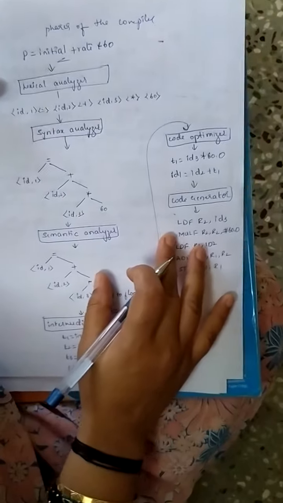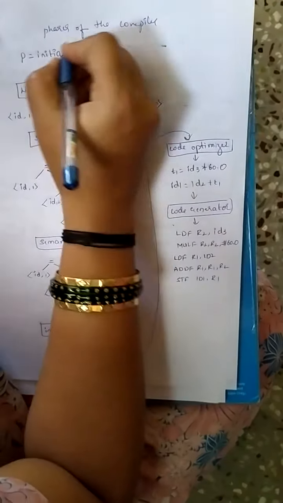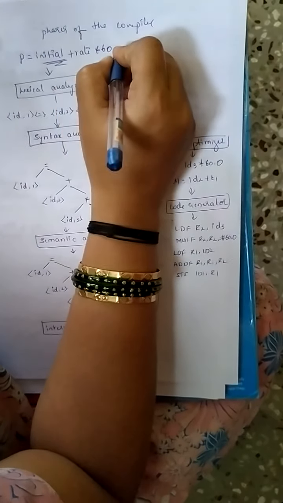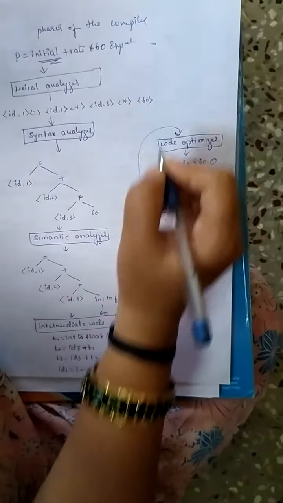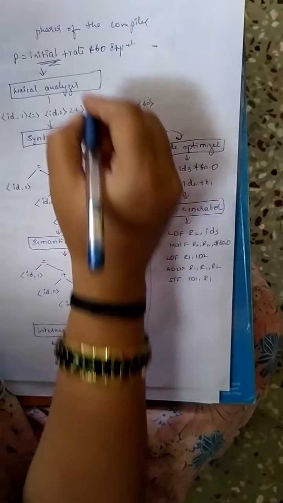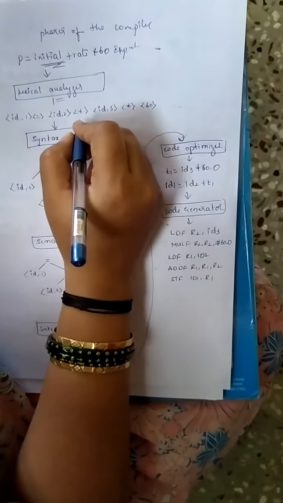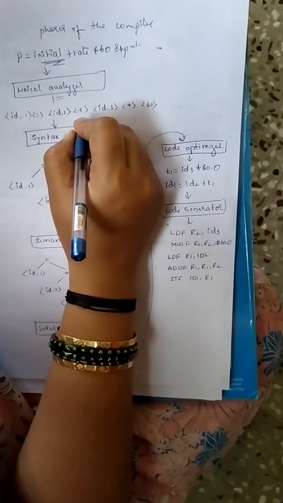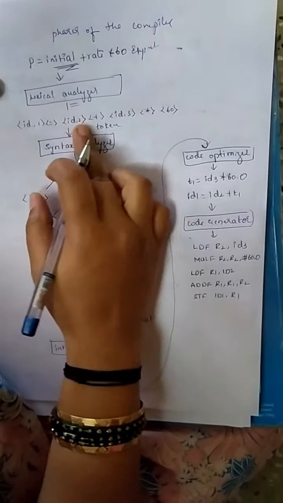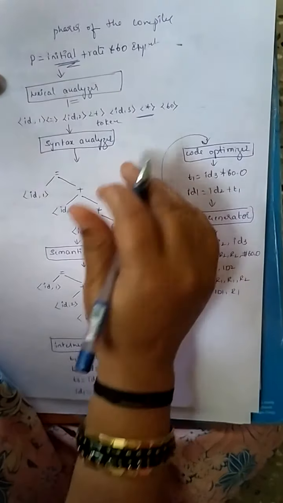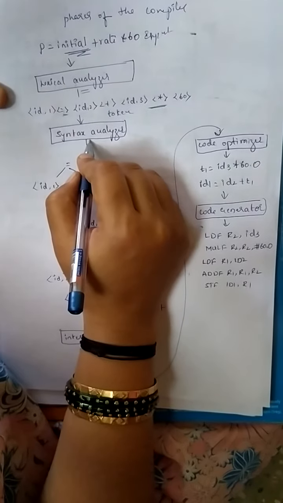This example we discussed at the very beginning of the classes, that is phases of compiler. Initially I have given the input p equal to initial plus rate into 60. That input will be given to the lexical analyzer. This lexical analyzer is going to convert it to tokens, and it will generate the tokens in the form of ID1, ID2, ID3 and the 60. For the operator, no need to generate a token, and it is going to give it to the syntax analyzer.